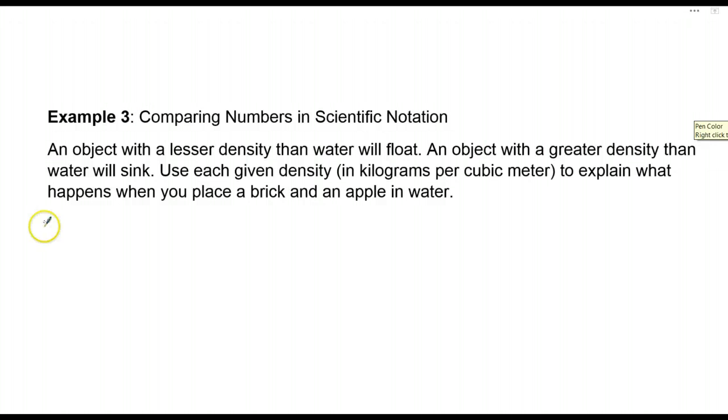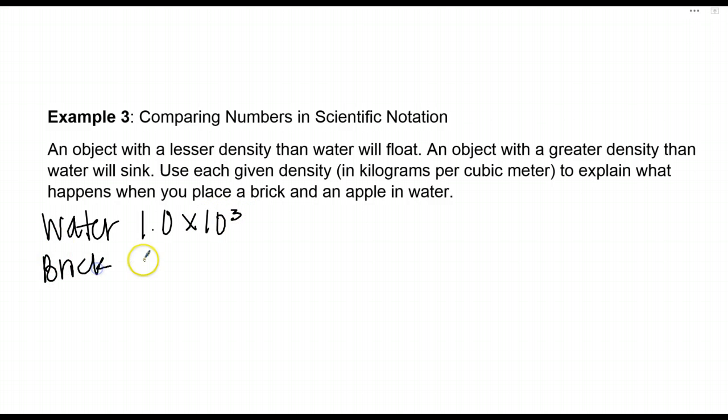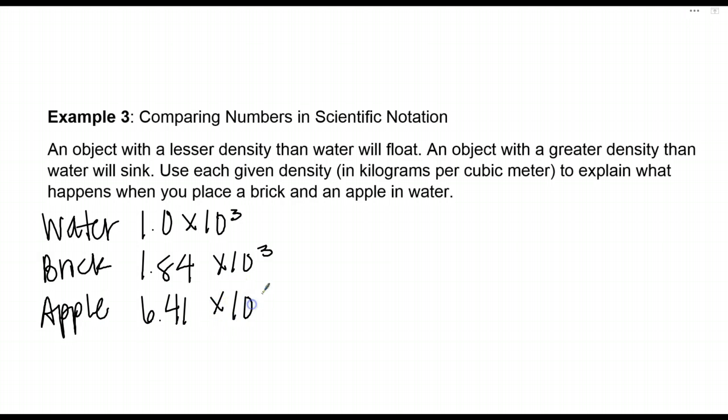So this one I once again failed at putting the picture in. So water is 1.0 times 10 to the third. Brick is 1.84 times 10 to the third. And apple is 6.41 times 10 to the second. So those are the 3 pieces of information that you need.